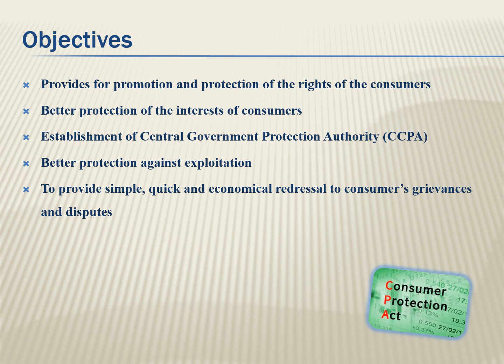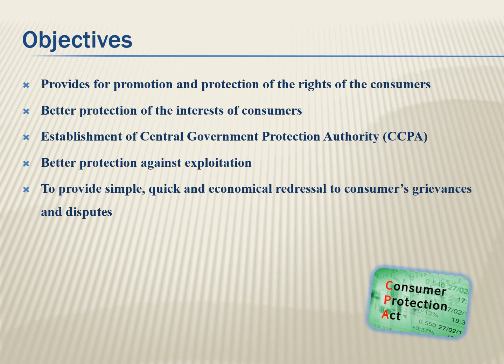The third objective is the establishment of the Central Government Consumer Protection Authority. The Act has the provision of the establishment of the Central Government Consumer Protection Authority, which will protect, promote, and enforce the rights of consumers. The Authority will regulate cases related to unfair trade practices, misleading advertisements, and violation of consumer rights. The next objective is that the Act seeks better protection against exploitation of consumers against unfair and unethical trade practices.